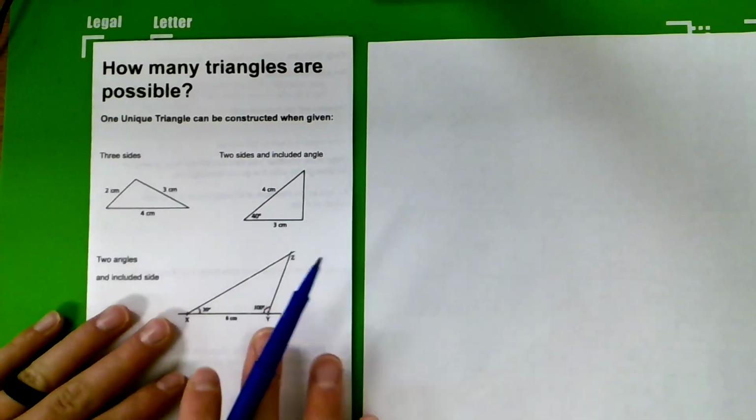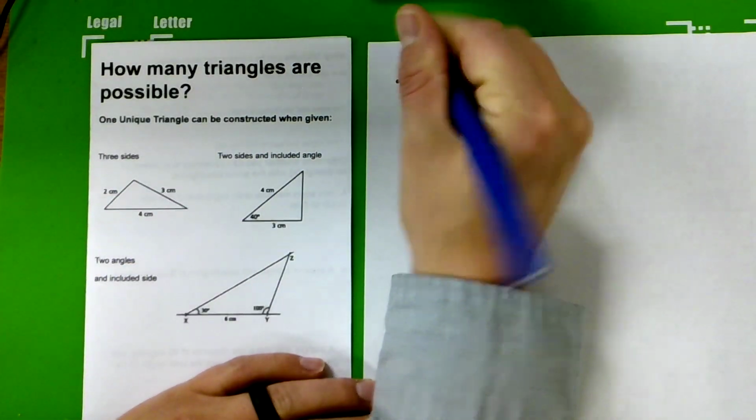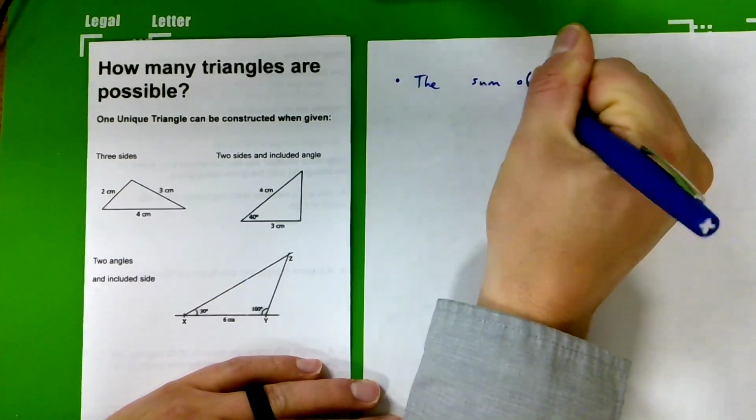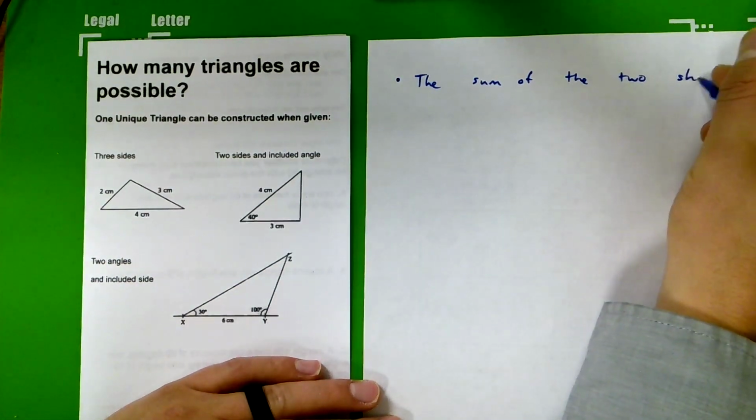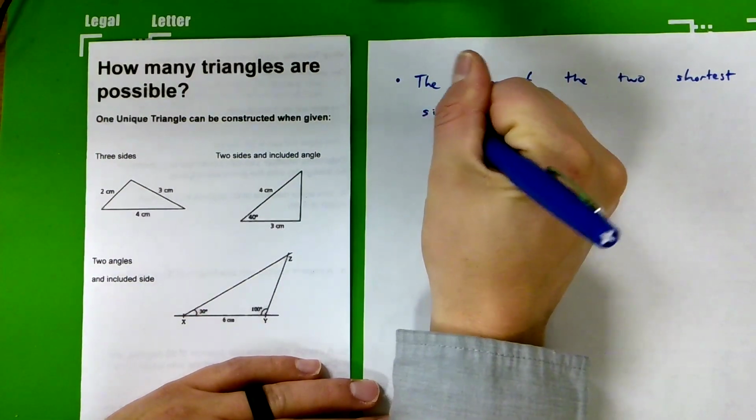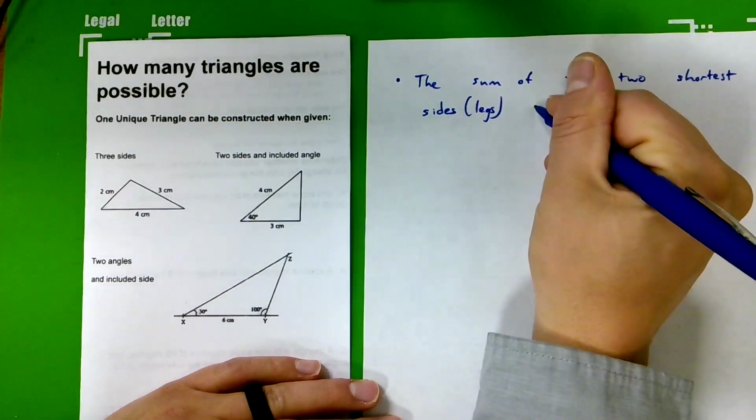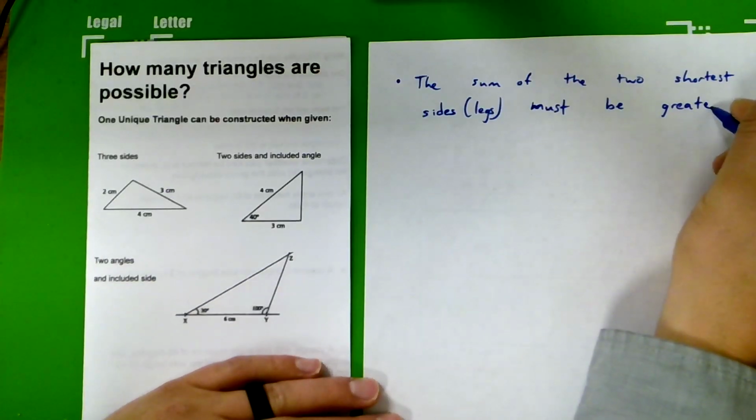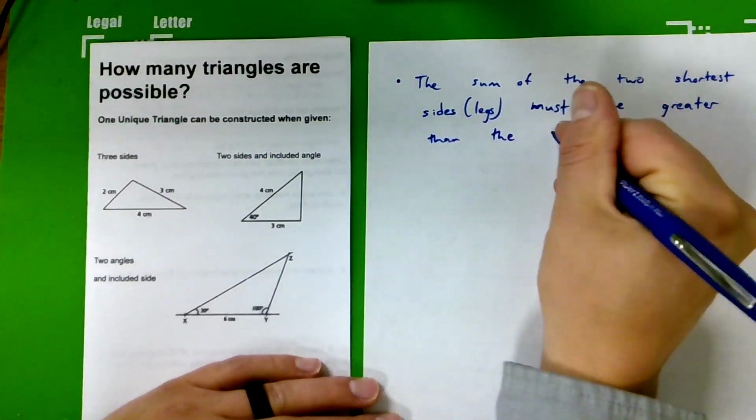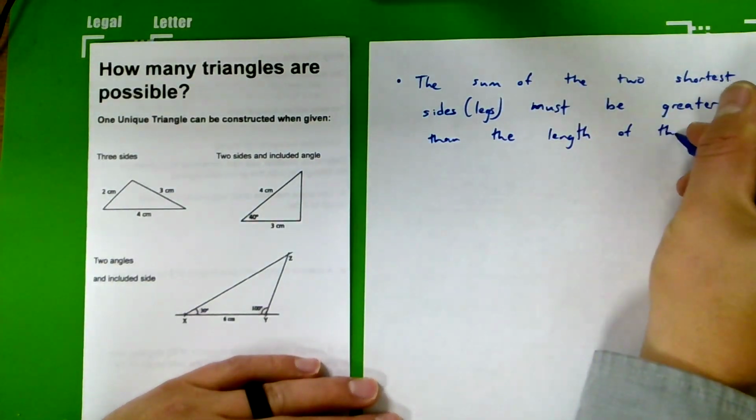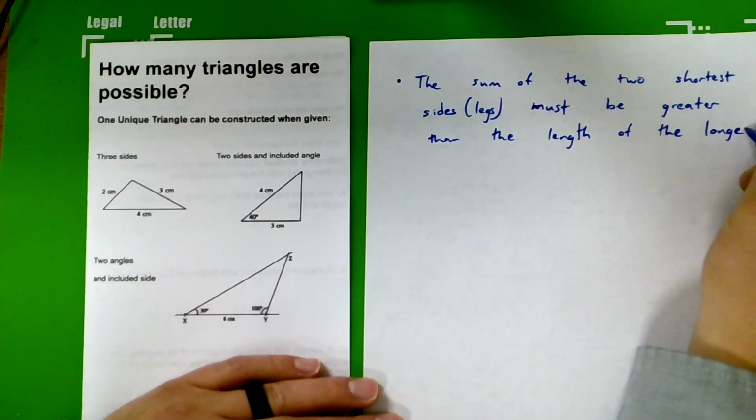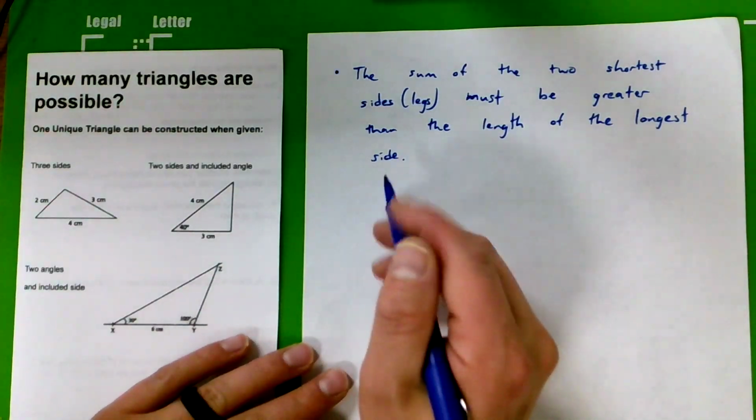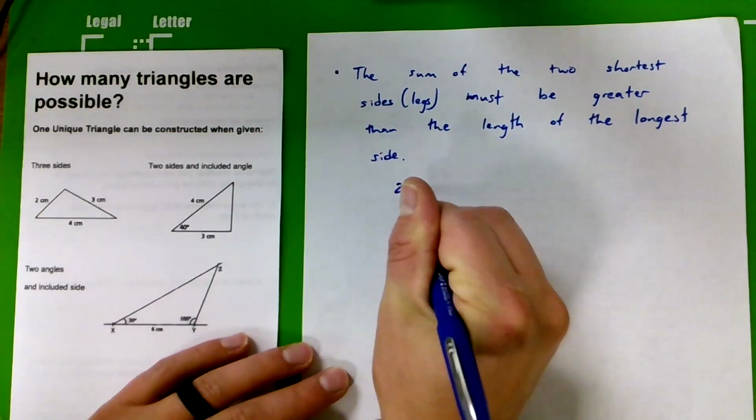So some things that we know for sure about triangles is in order for a triangle to be made or be possible, the sum of the two shortest sides or legs, those must be greater than the length of the longest or largest side.